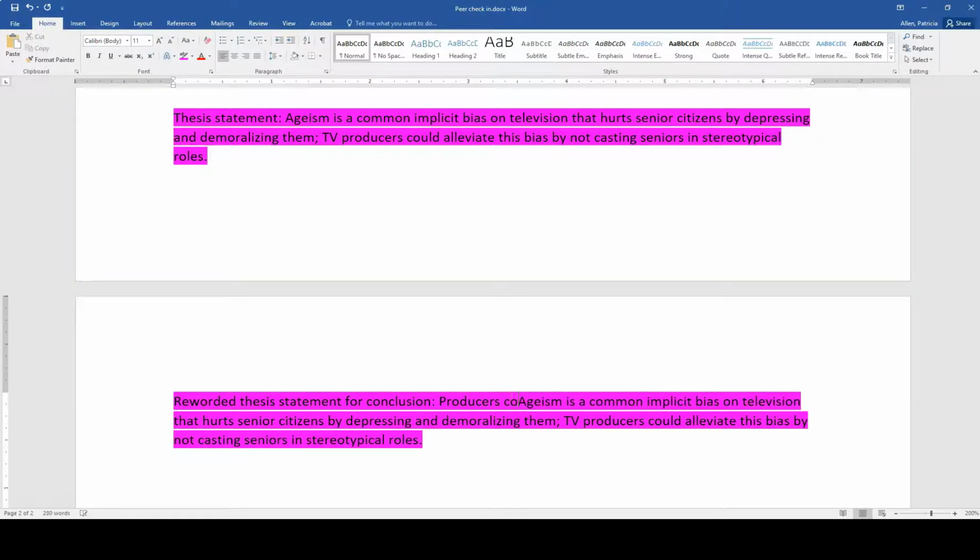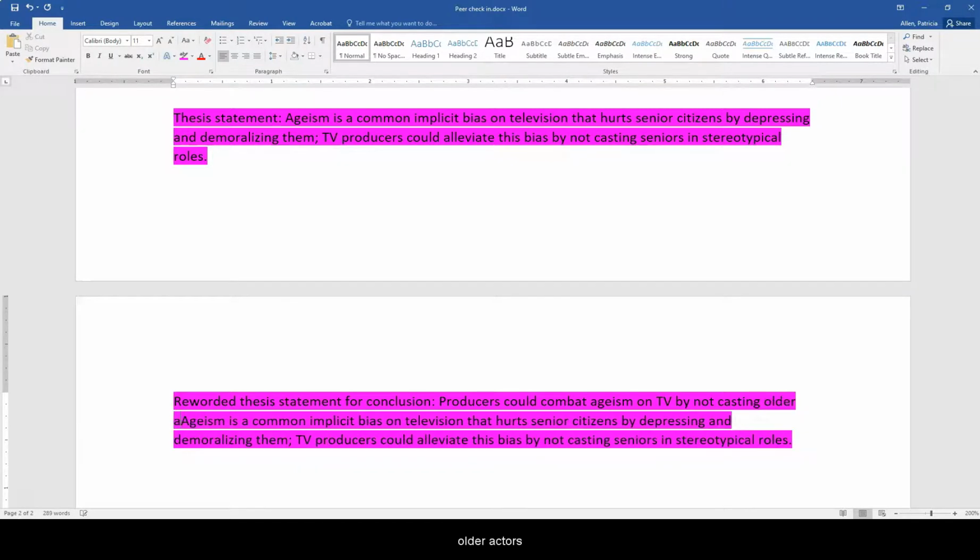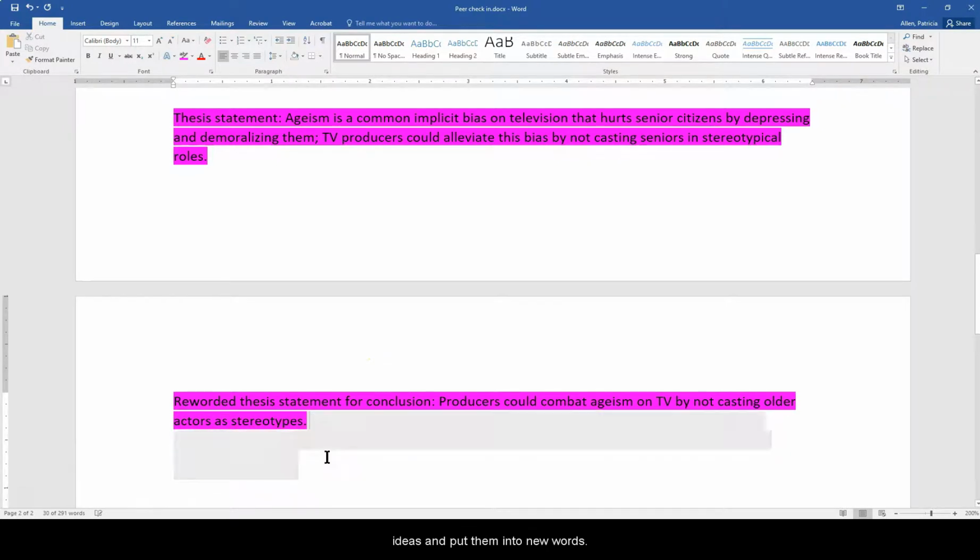Producers could combat ageism on TV by not casting older actors as stereotypes. So I've taken essentially the same ideas and put them into new words. And now I have my reworded thesis statement ready for my conclusion. And so that is the heart of the homework assignment, which I'll show you right now.